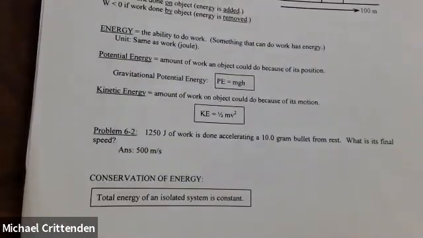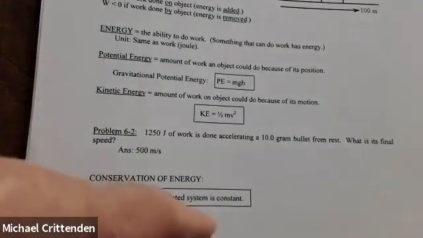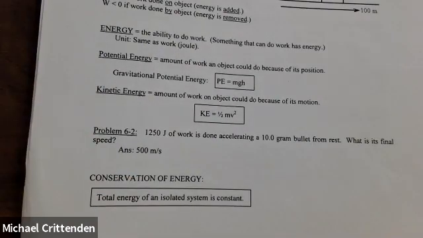Conservation of energy. Conservation means to keep things the same. Conservationists want to keep the swamps the same. People who are politically conservative don't want the country to change. And here we're talking about how the total energy in some system doesn't change. By a system, I just mean a collection of objects. It might be just one object you're talking about, or it might be several.